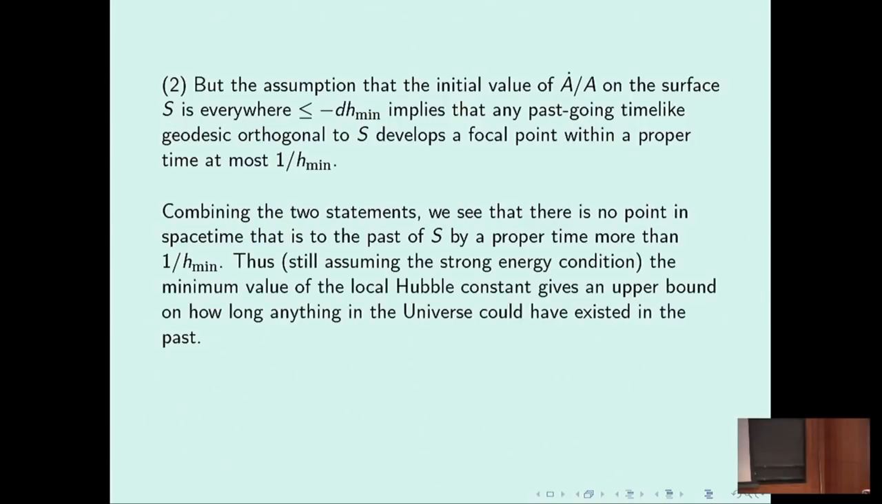So still assuming the strong energy condition, the minimum value of the local Hubble constant gives an upper bound on how long anything could have existed in the past. That's Hawking's theorem about the Big Bang, or at least the simplest version of it. Any questions about Hawking's theorem or the ingredients that went into it?